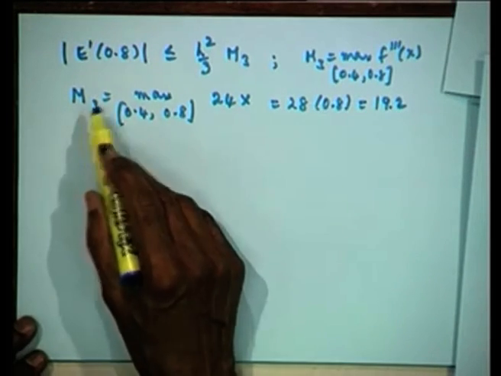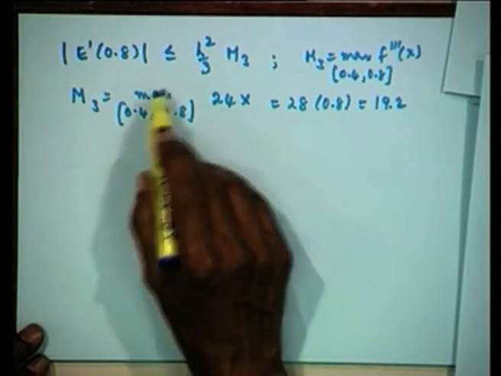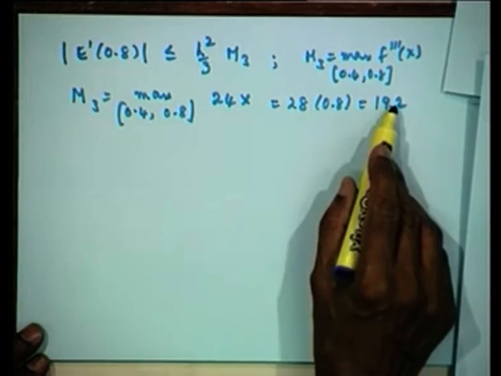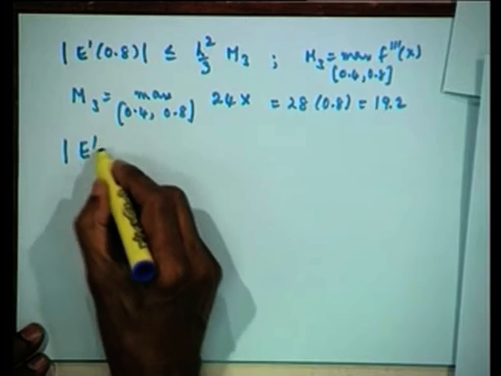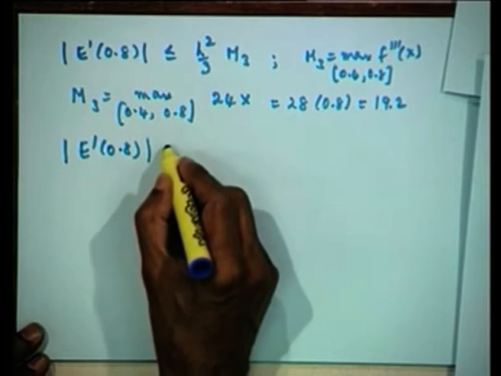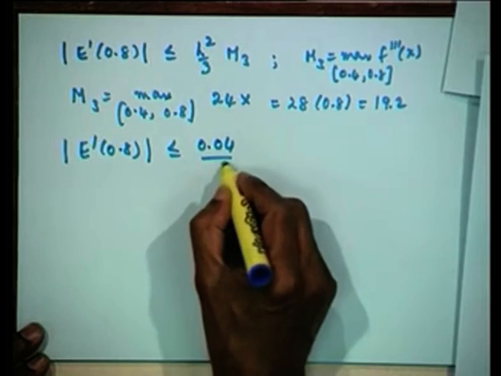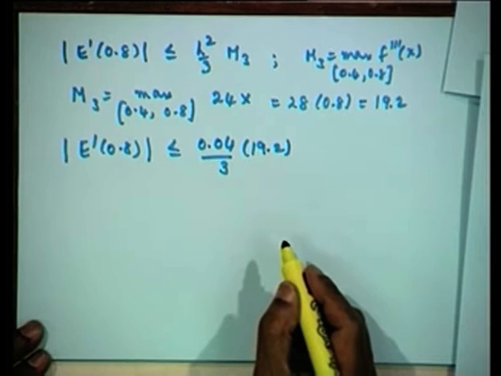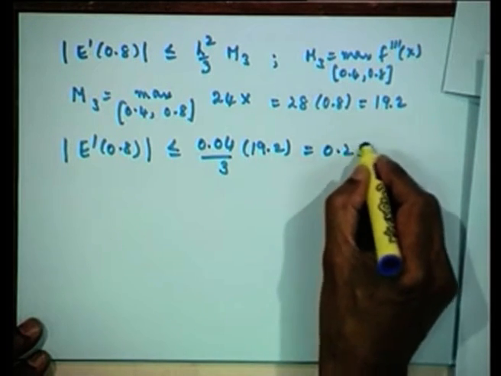So, it is because of this reason that our actual error is large, and our numerical value also shows that the error is going to be large, because M3 is very large. So, let us substitute it here. Therefore, the derivative error is h square by 3 into 19.2, that is 0.4 divided by 3 into 19.2, that is 6.4 into 0.036, that is 0.256.